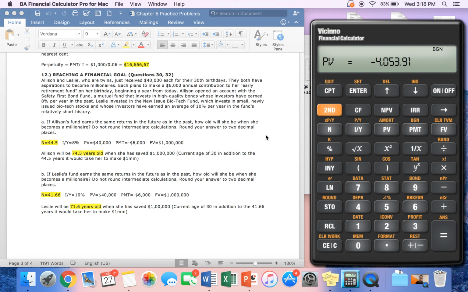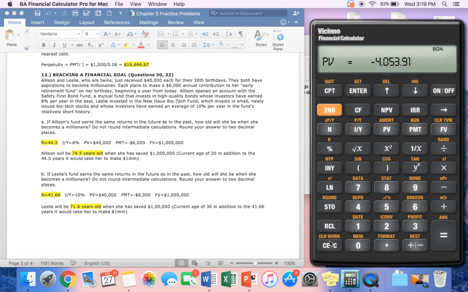So if you looked at the story above, you would know that Allison is investing in an account that returns 8% per year to her. So we would plug in our IY of 8% here. And remember, both of the twins in this question just received $40,000 for their 30th birthday. So we're going to plug in our present value of $40,000 because that's the money that they currently have in hand. And both twins are going to make a payment towards this brokerage account and add an additional $6,000 every single year. And the goal here is to have a future value of $1 million, okay?